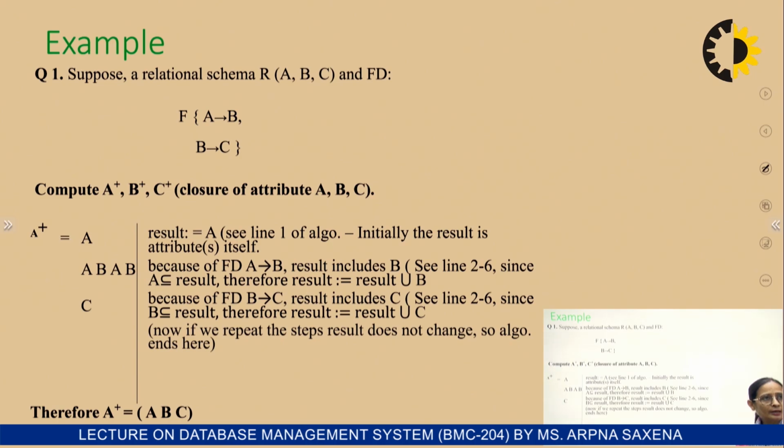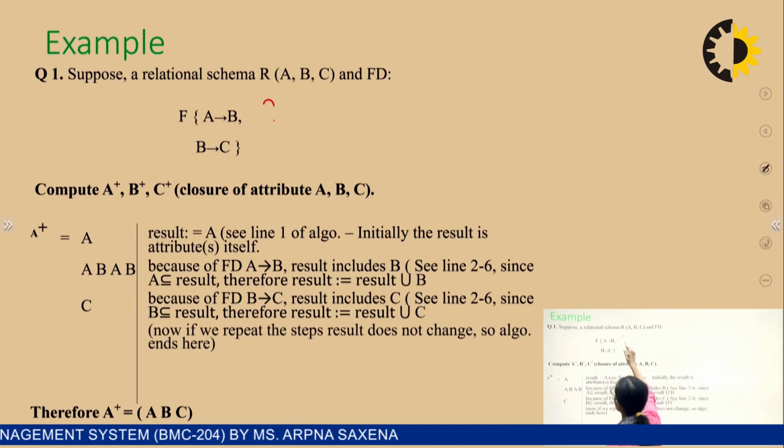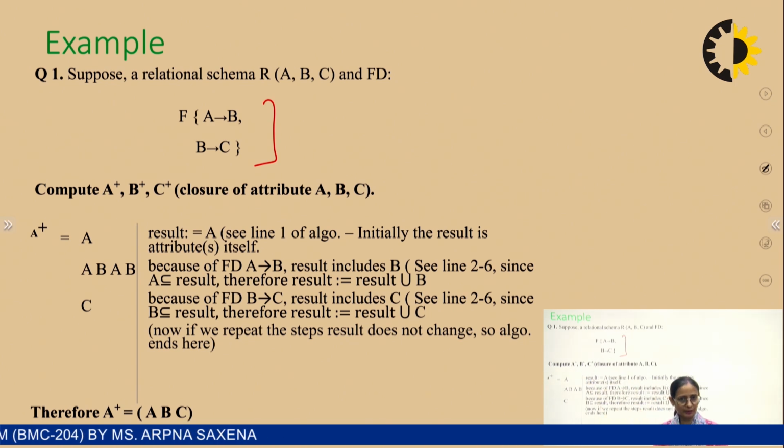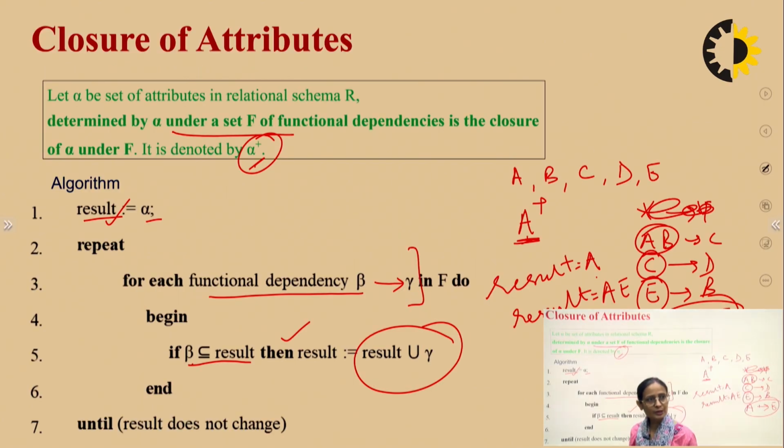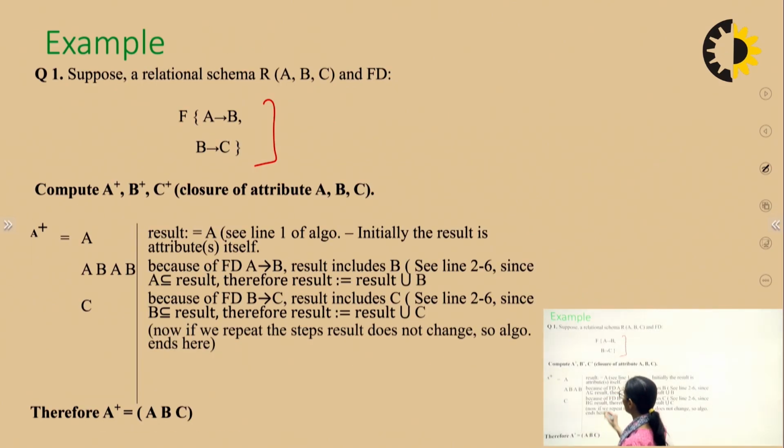So let's start with an example. Here we are having a relation schema R, A, B, C, and we are having two FDs in this case, and we need to compute the closure of attribute A, the closure of attribute B, and the closure of attribute C. So let's start with finding the closure of attribute A. What does the first part say? First part says that result is equal to alpha. So in this case, result is equal to A.